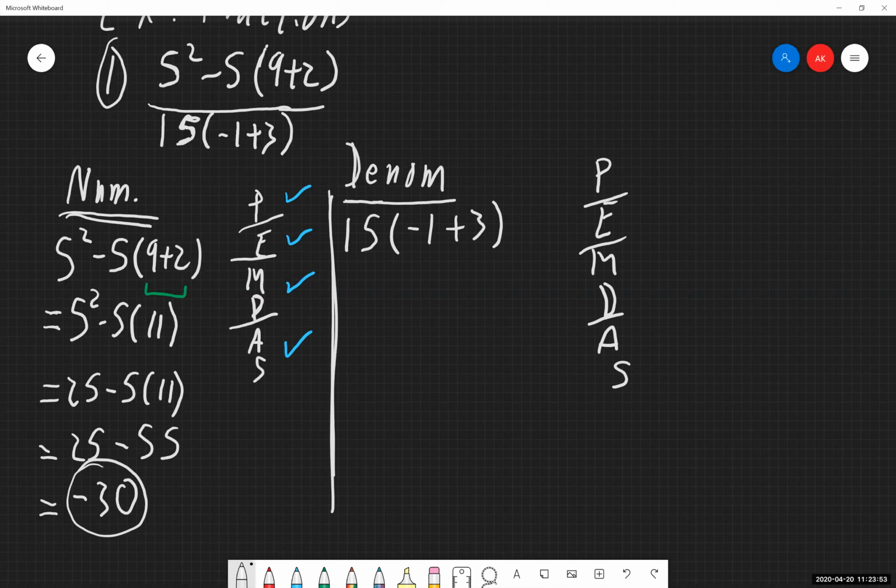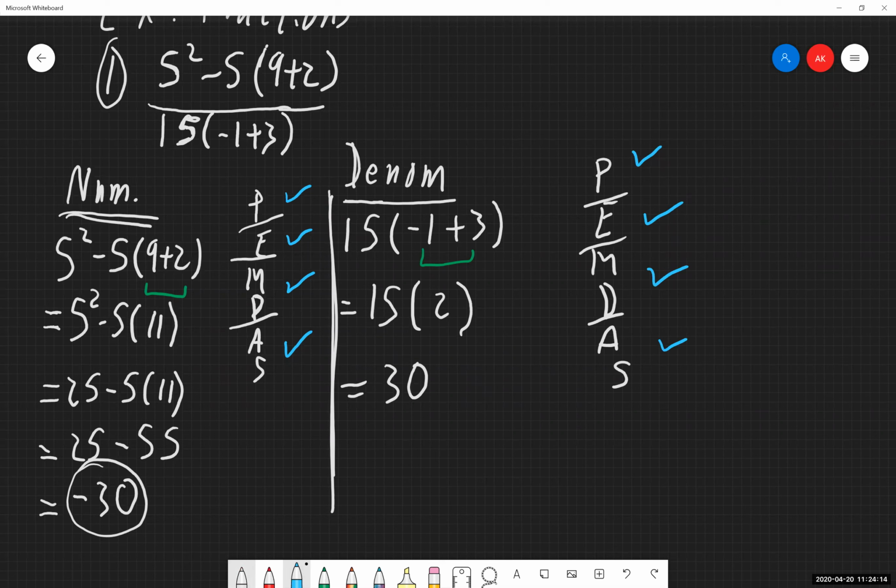Looking inside my set of parentheses, I have negative 1 plus 3, so that's all I'm going to work with first. That's going to give me 2. So I'm done with parentheses. I have no exponents. I have multiplication or division. I'm multiplying these two things together, and I'm getting 30. I have no addition or subtraction, so I'm done there.